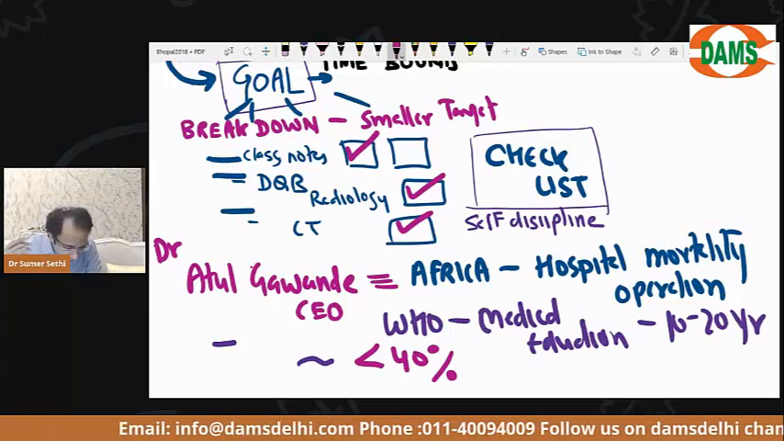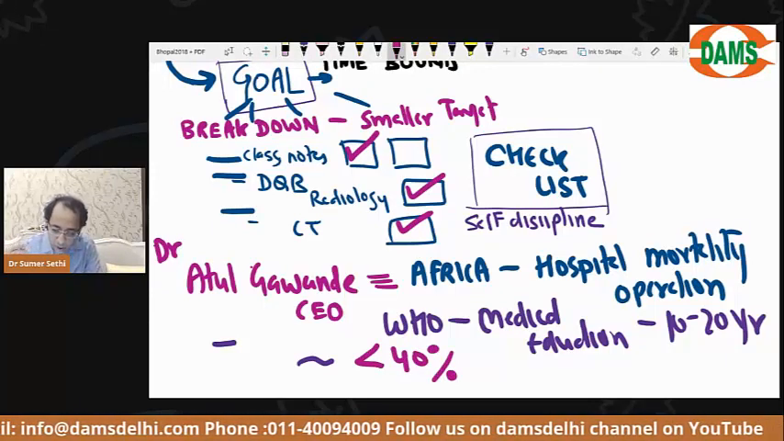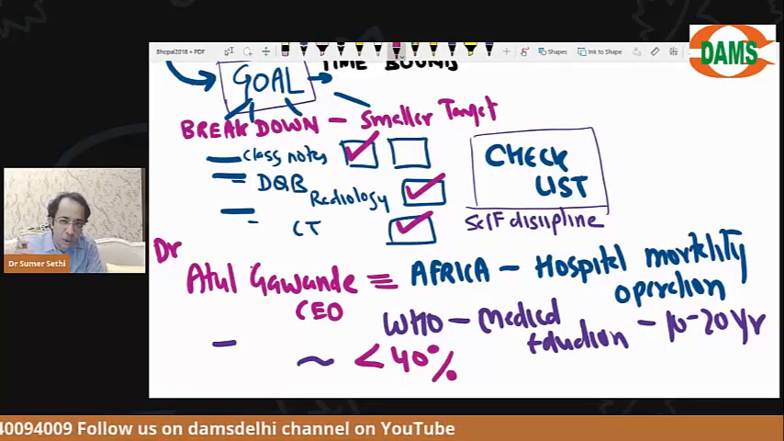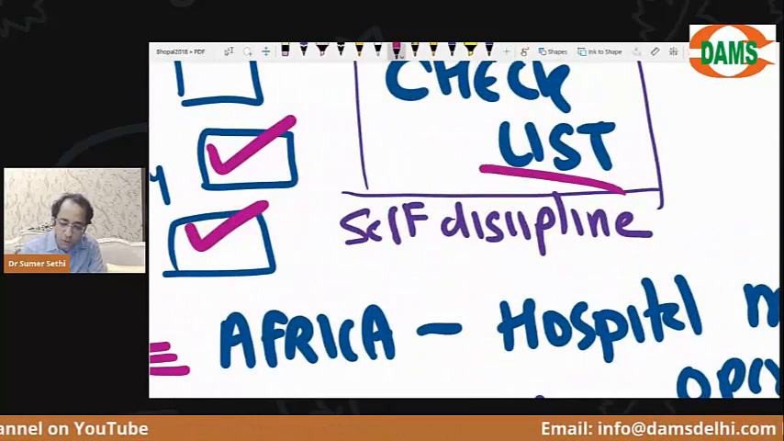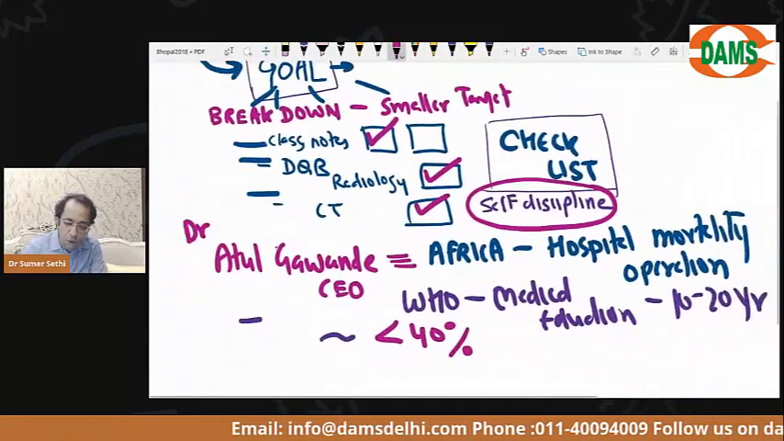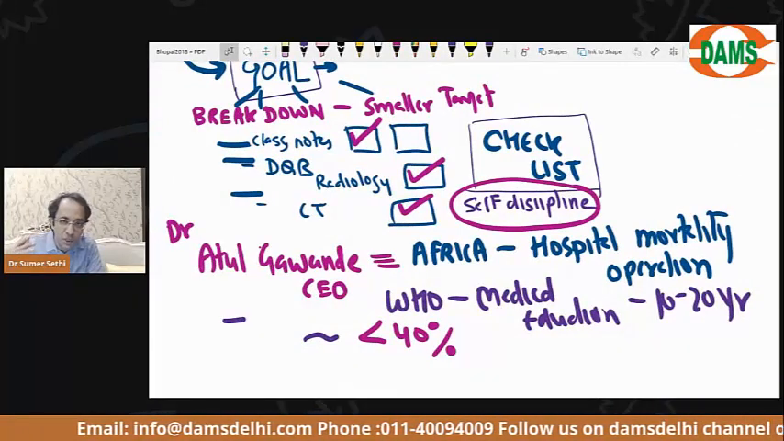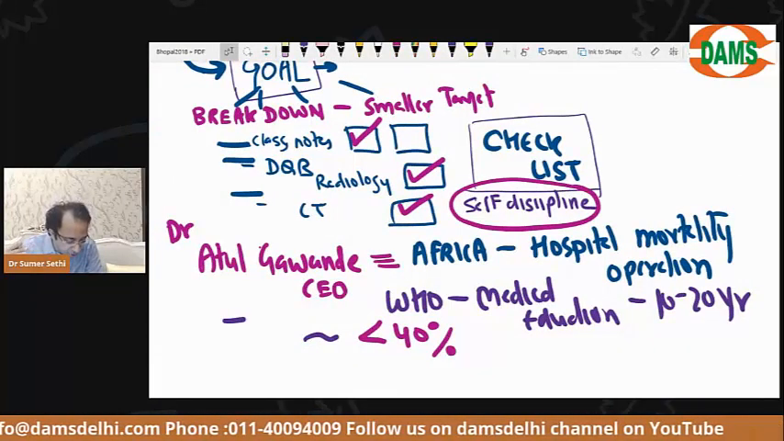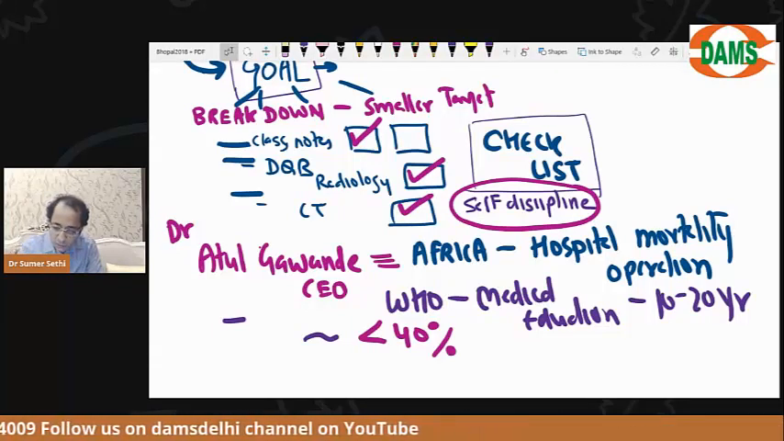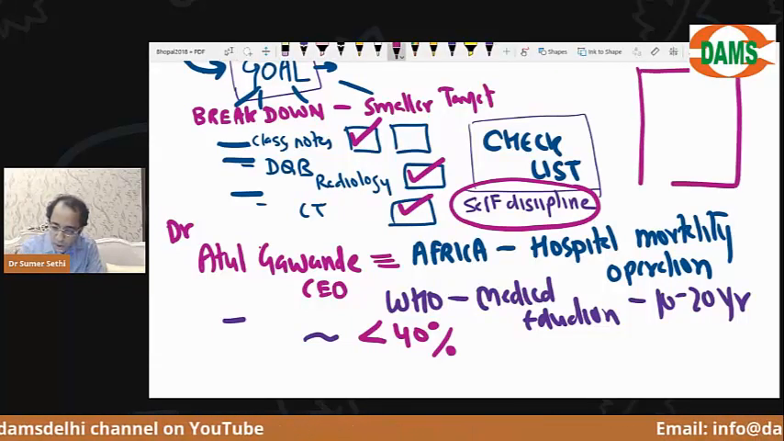And then they came to a conclusion that what we are thinking is that we will improve healthcare by medical colleges, by hospitals, by money, but actually you improve mortality by more meticulous work, by more self-discipline, so that you don't make mistakes. And that is where checklists are important. Okay, it is very important to understand that we need to make our own lists.